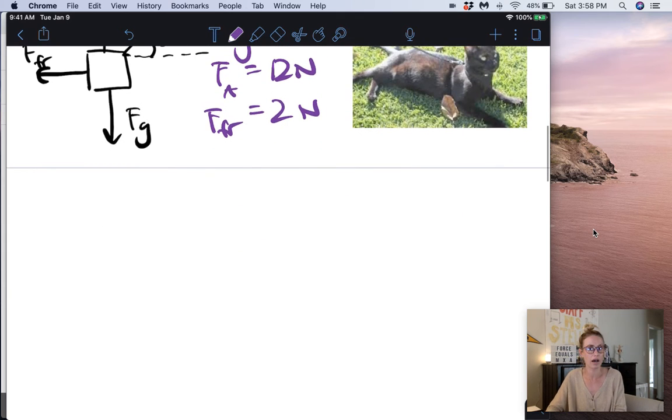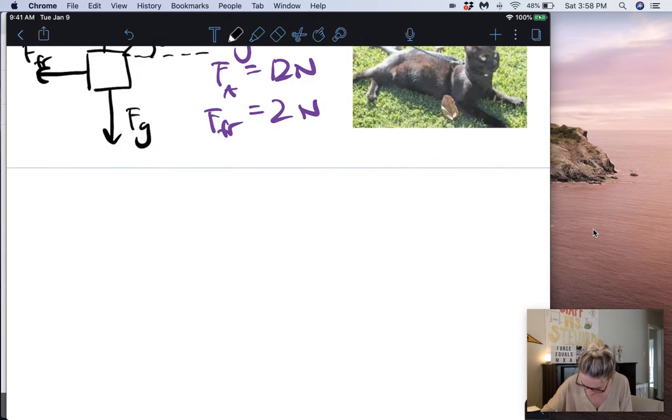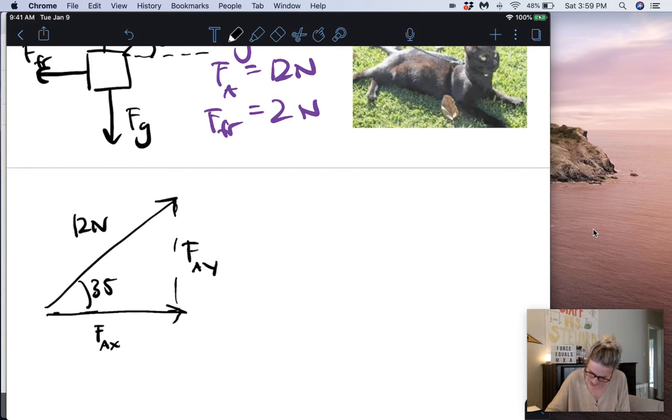And then if I want to break that vector down into its x and y components, I know that this force is my applied force of 12 newtons. I know that this angle right here is at 35 degrees. So this will be my force applied in the y direction, and this will be my force applied in the x direction. All right, so we need to find those two vectors. We have force in the x direction here and force in the y direction here.